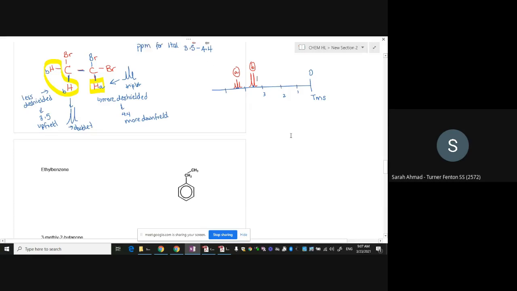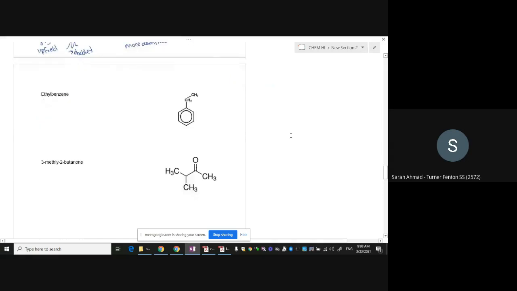All right, take a look at ethylbenzene, okay? Take a look at ethylbenzene. Identify the environments, you guys. Remember, don't forget that the benzene has protons. I already told you it likes the number 7. I want you to draw it, label the proton environments, figure out where they absorb, and then I want you to split.